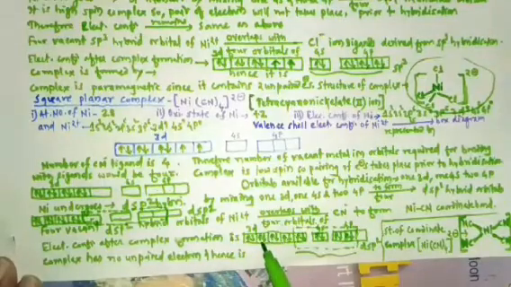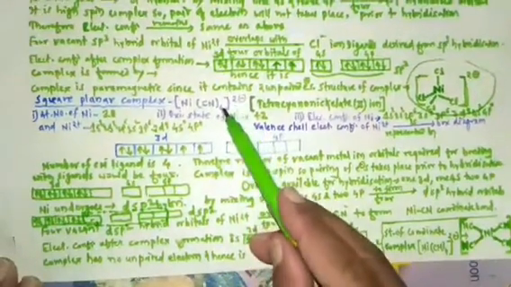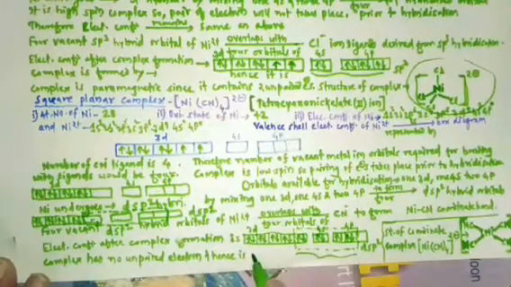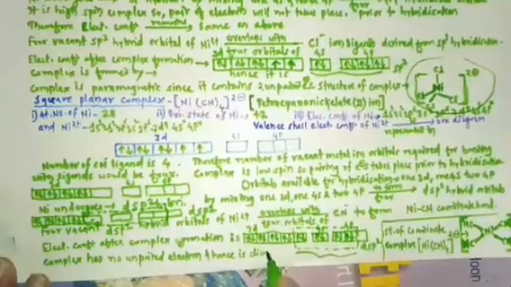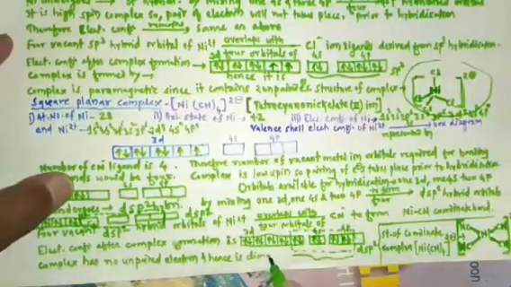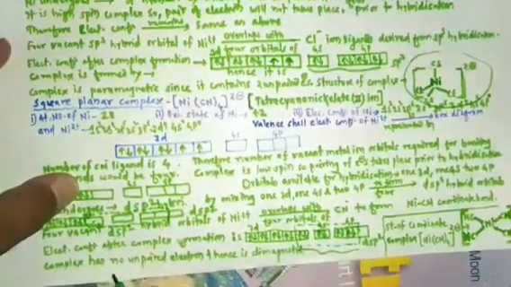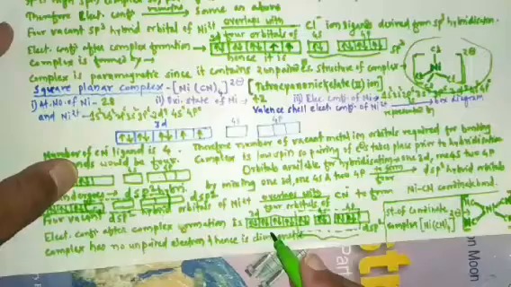So this tetracyanonickelate(II) ion has no unpaired electron. The complex has no unpaired electron, hence it is diamagnetic in nature.